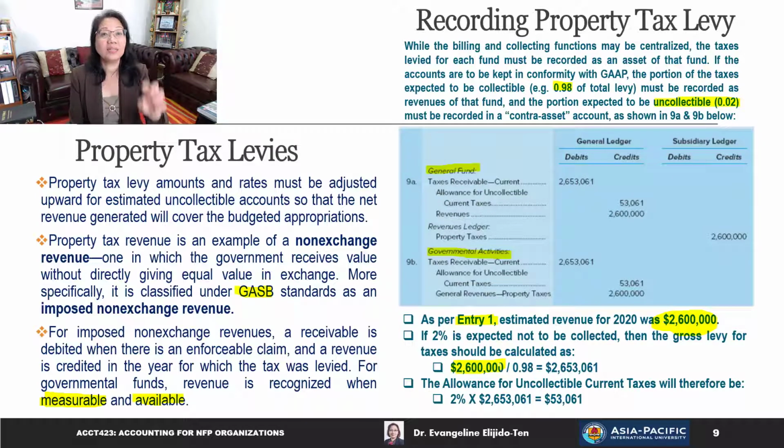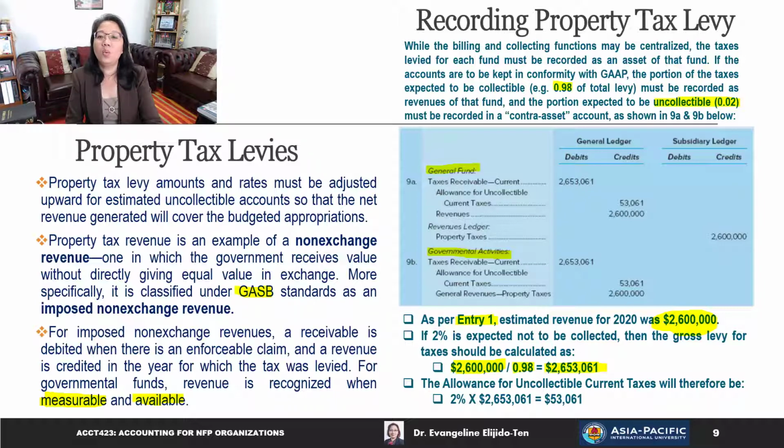If you wanted to collect 2.6 million, but you can only expect about 98% being collected, you should divide 2.6 million by 0.98, by 98%. And so you will get $2,653,061. And so that's the amount of the property tax levy that you will have for your residents.